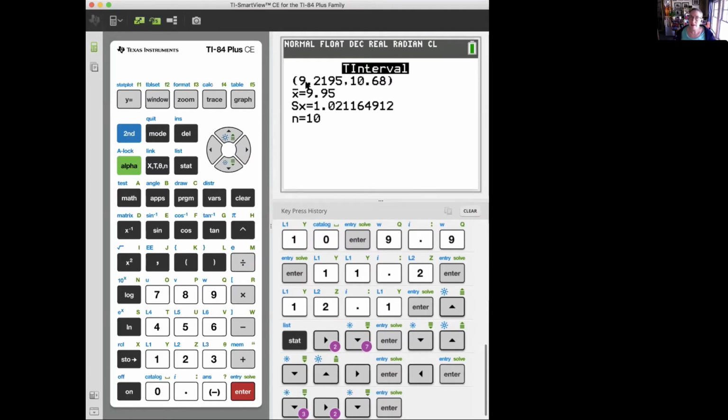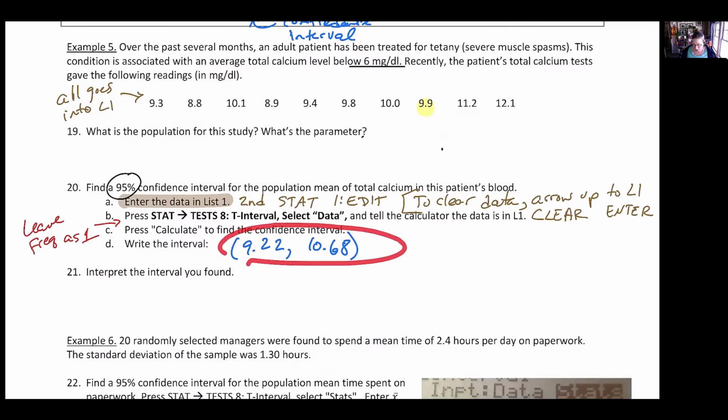Now notice these aren't decimals. These are big numbers because remember now they're averages, they're not percentages. Okay, so the average of my sample was 9.95. The sample error was 1.02, 10 items in my list. So this is the average for the population. Here we can just do 2 decimal places. Okay, I've got this here. I just got too excited about the calculator.